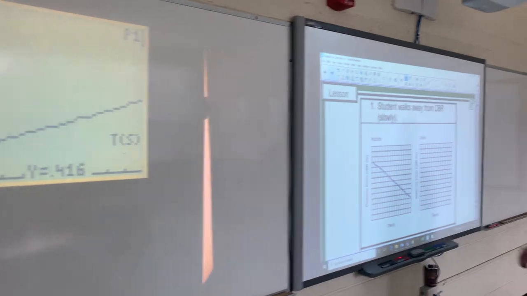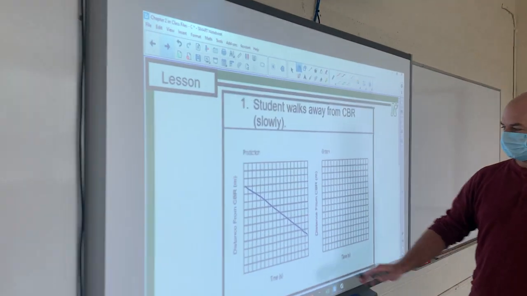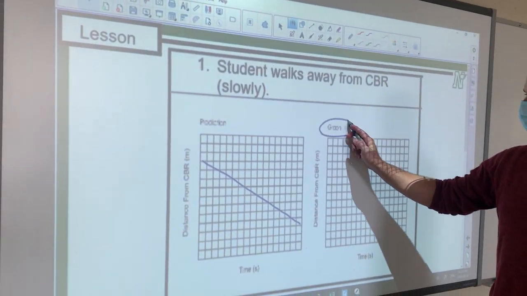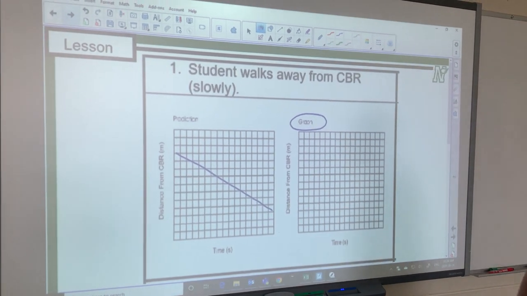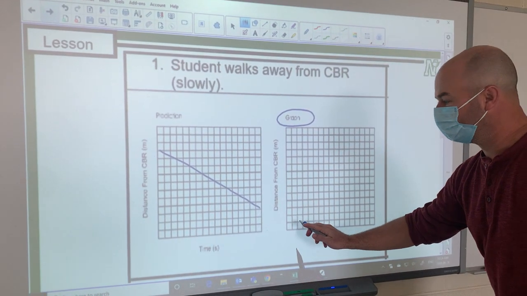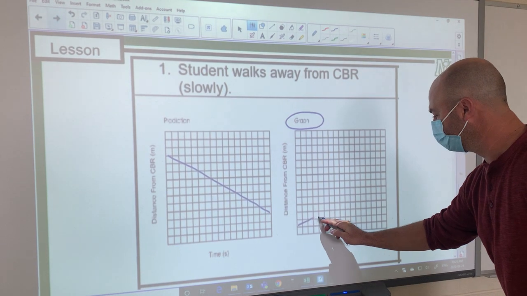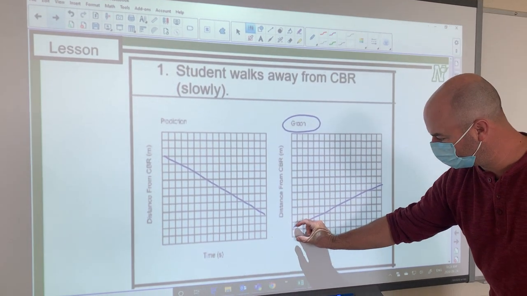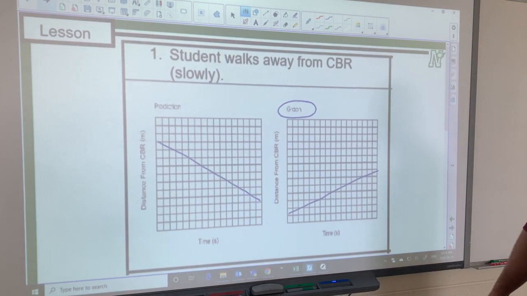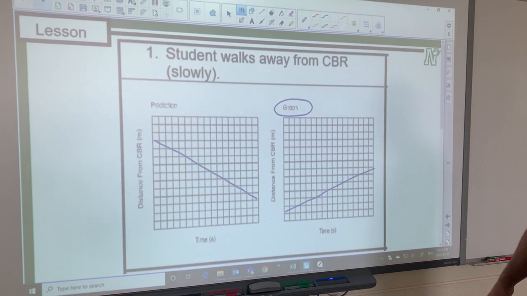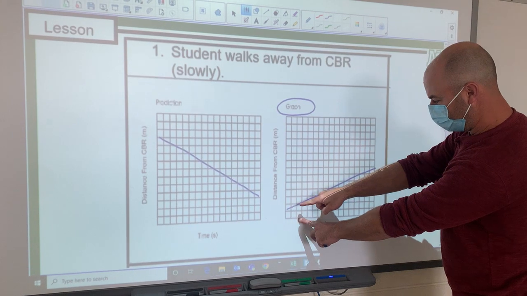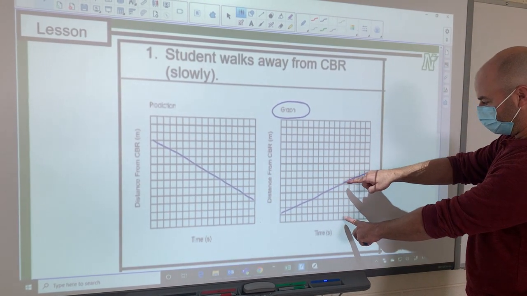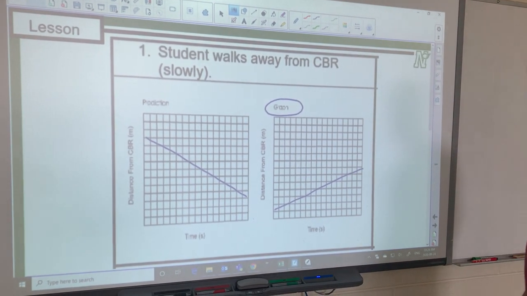So what you're going to do on your graph is create the actual graph of distance versus time for him walking slowly away from the CBR. You'll notice he starts near the origin because the graph says distance from the CBR, and he was a little bit away from the CBR at the start and he walked slowly away. You can see how the straight line happened as he walked at a constant pace.